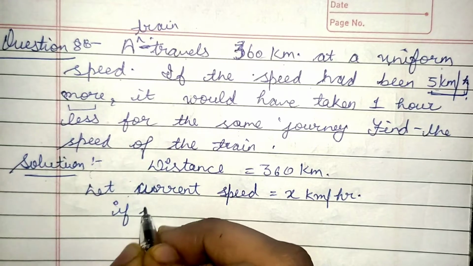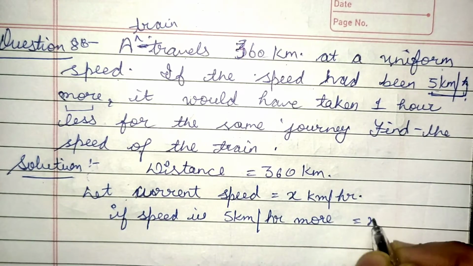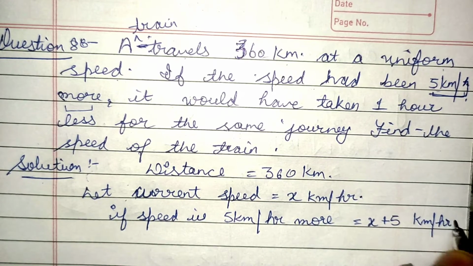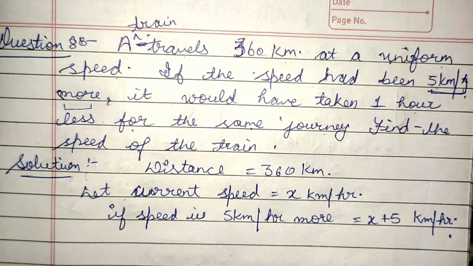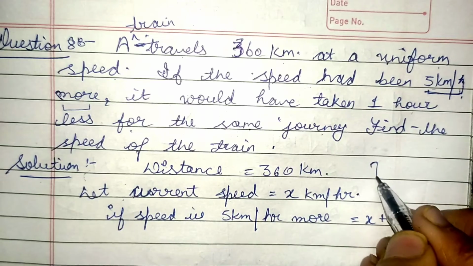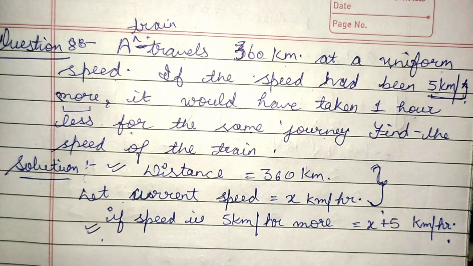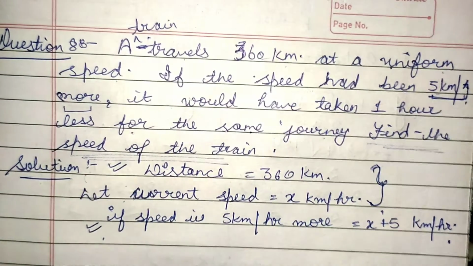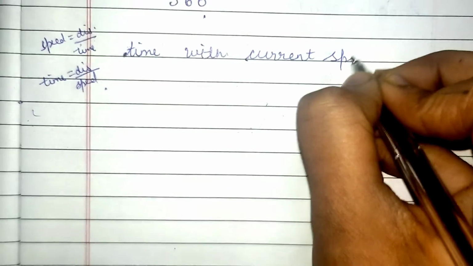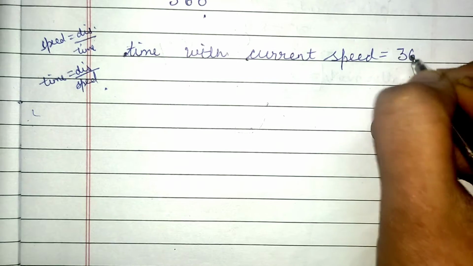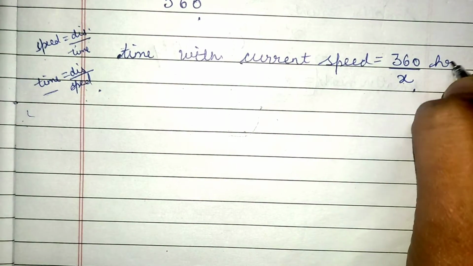So if the speed is 5 km per hour more, then how much will the speed be? The speed will be x plus 5 km per hour. It would have taken 1 hour less for the same journey. So earlier it was taking some time with this speed, now it will take 1 hour less with your new speed. You have to find out the speed of the train, right? So write down the relation: my time with my current speed will be 360 by x, because the formula for time is distance upon speed, 360 by x hours.